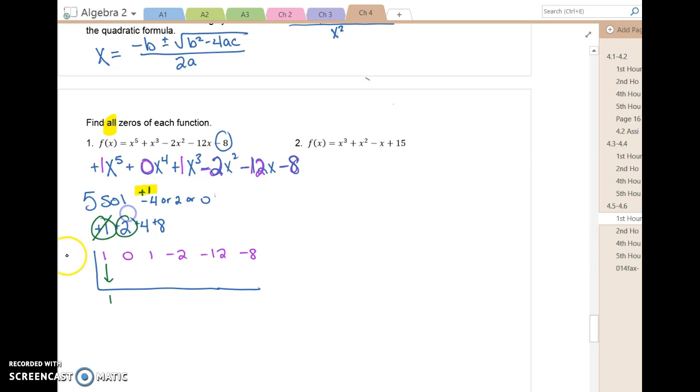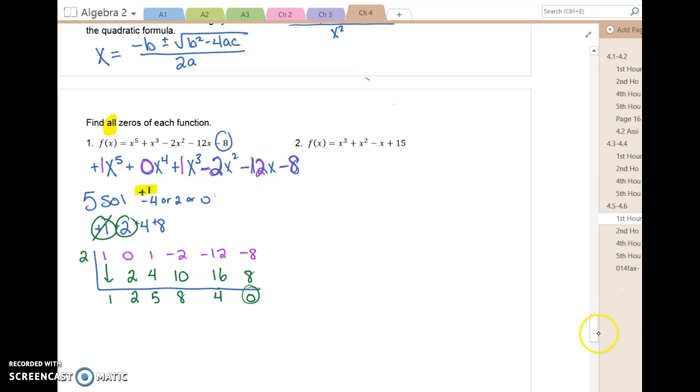Now we're going to test positive 2. Drop the 1 down, multiply, add. Multiply, add. Multiply, add, and so on. 2 times 4 gives me 8, and that adds to 0. Remember, that's what you're looking for. You want to get a remainder of 0.